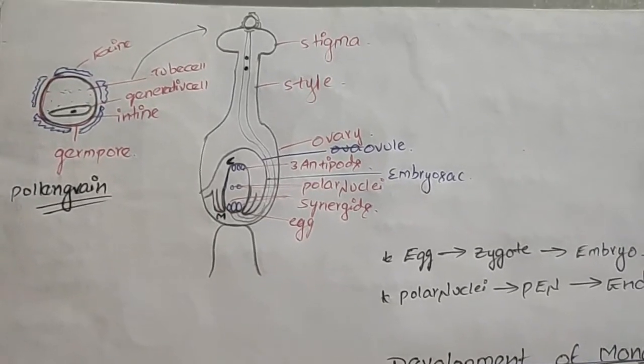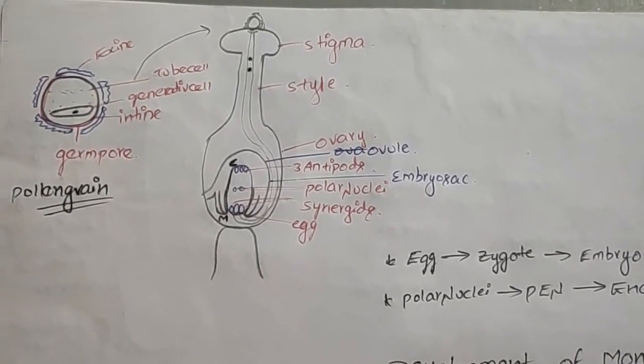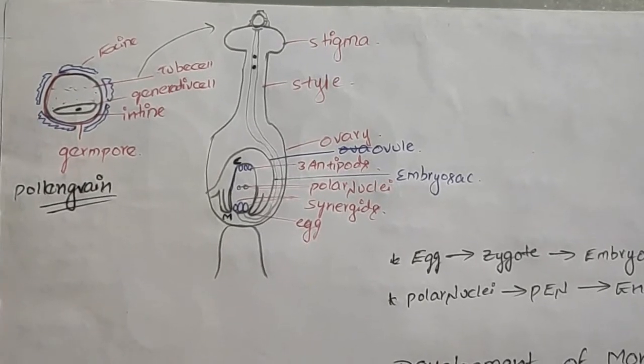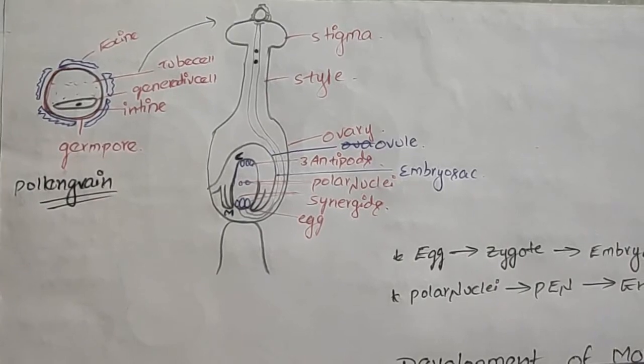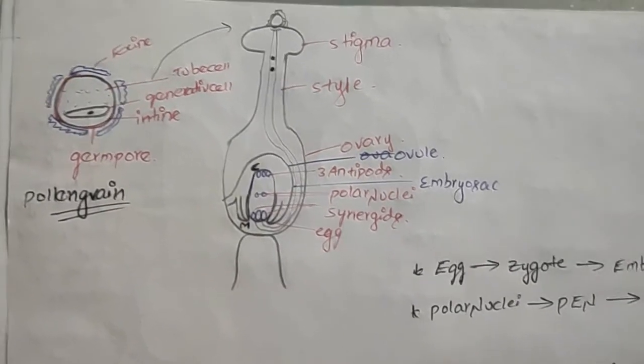Adderlings, in this video we are going to discuss the development of the embryo in plants. Before discussing the embryo, we will discuss how this embryo is formed, how fertilization in flowers takes place.